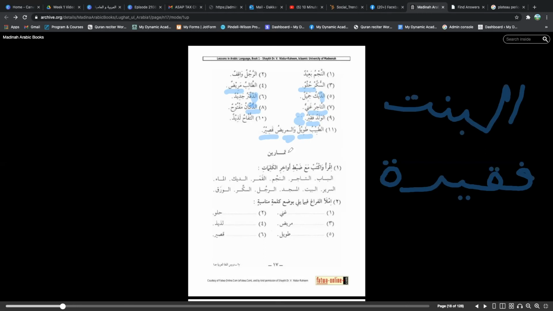Tamarin. So what is tamarin? Remember, it's the jama' of tamrin. So it means exercises, meaning it's going to be more than one. Okay, so brace yourself. اقرأ واكتب مع ضبط أواخر الكلمات. So read and write along with the dabt, the vowelization, putting the vowel points on the awakhir, the ends, of the kalimat, the words.